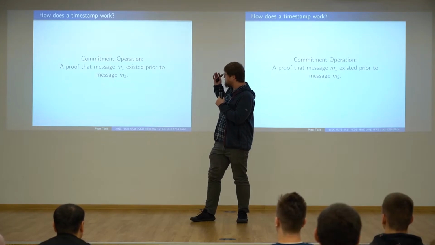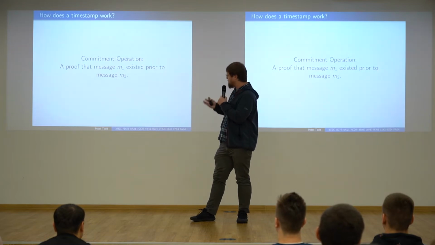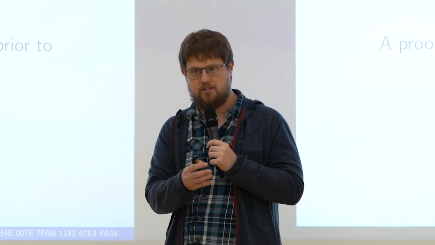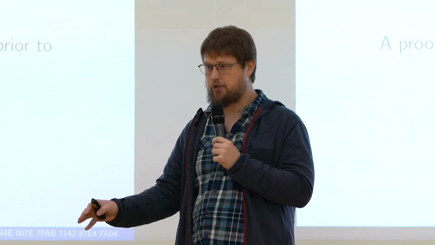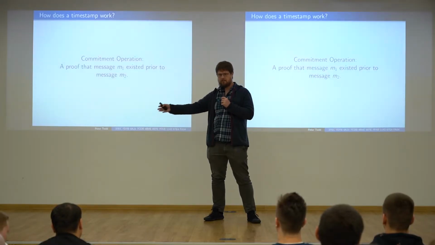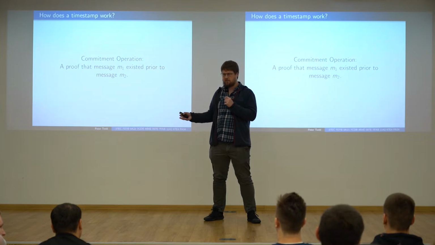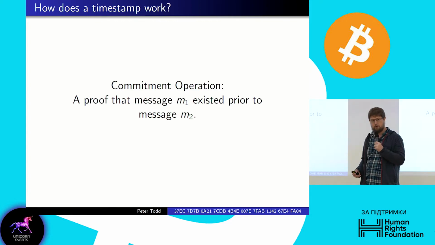The basics of a timestamp from a mathematical point of view is something called a commitment operation. It's a proof that one message existed prior to another message. And if you can show that relationship, and if you can extend this multiple times, that lets you say something about when data might have existed. Open Timestamps under the hood is basically a proof of a set of these commitment operations. Let me give you a concrete example of one.